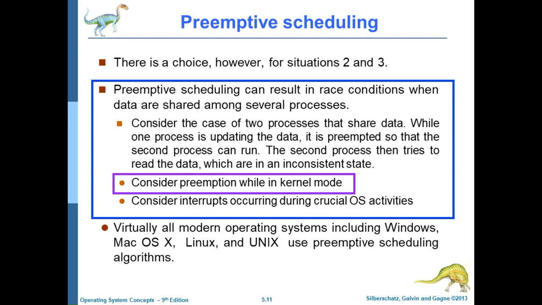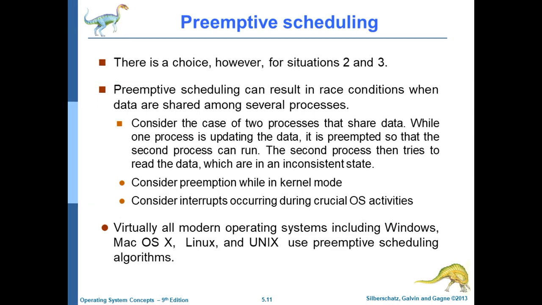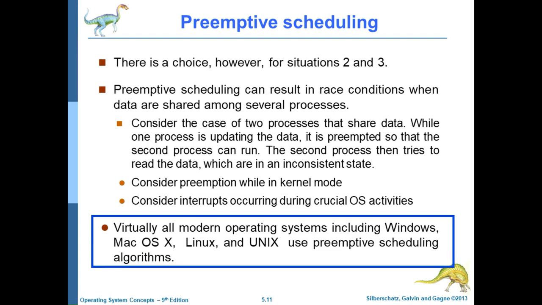Preempting a process in kernel mode can cause the system to become inconsistent, especially if the kernel is managing important system resources. This can lead to cascading failures that make the system unstable. If an interrupt occurs while the operating system is performing a critical task, and the operating system needs to switch context, the results can be unpredictable. It is important to handle these interrupts efficiently to maintain system robustness. Most modern operating systems, including Windows, Linux, macOS, and Unix, use preemptive scheduling algorithms. This is because preemptive scheduling is effective at managing multitasking environments efficiently, even though it has some challenges.